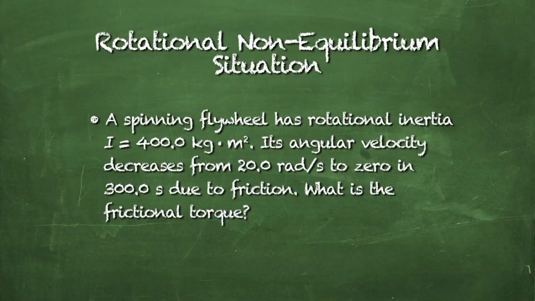Okay, we always learn best by doing, so let's do an exercise that puts this to work for you. A spinning flywheel has rotational inertia I equals 400 kilograms meter squared. Its angular velocity decreases from 20 radians per second to 0 in 300 seconds due to friction. What is the frictional torque?